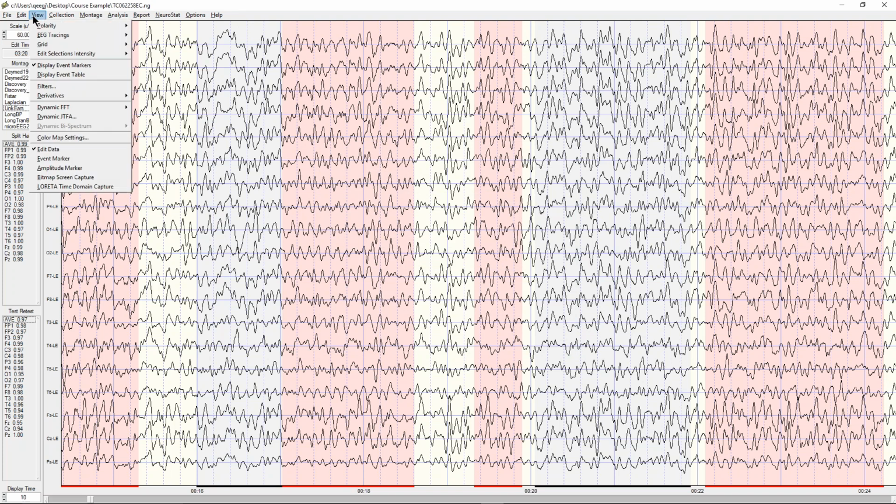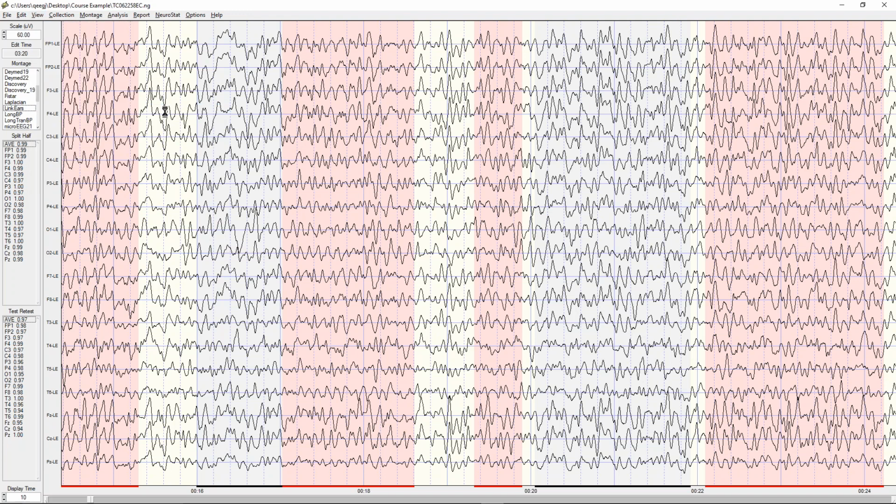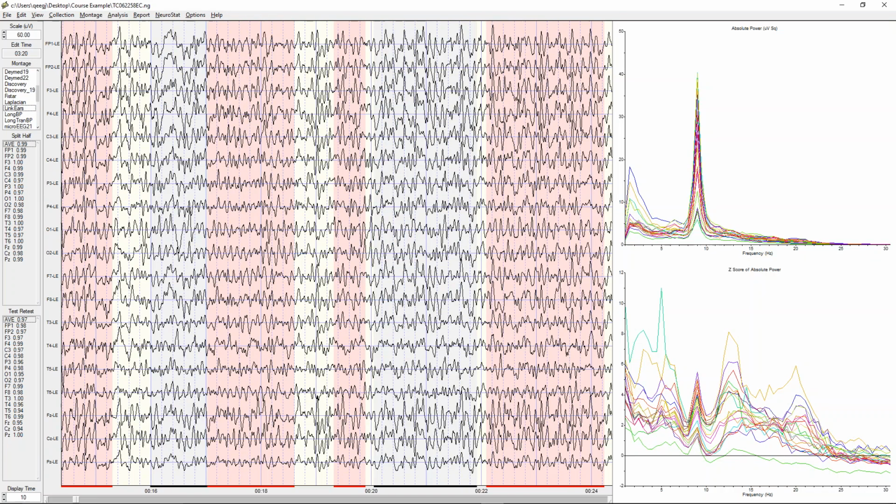The first thing I'm going to do is view the dynamic FFT. Remember, the FFT is the fast Fourier transform. I'm going to look at the absolute power spectrum, and I'm going to include the z-score spectrum. When I choose that selection, it's going to produce a couple of line graph displays. This line graph display is absolute power, not statistical at all. It's just absolute power. It's magnitude squared, magnitude being amplitude over time.